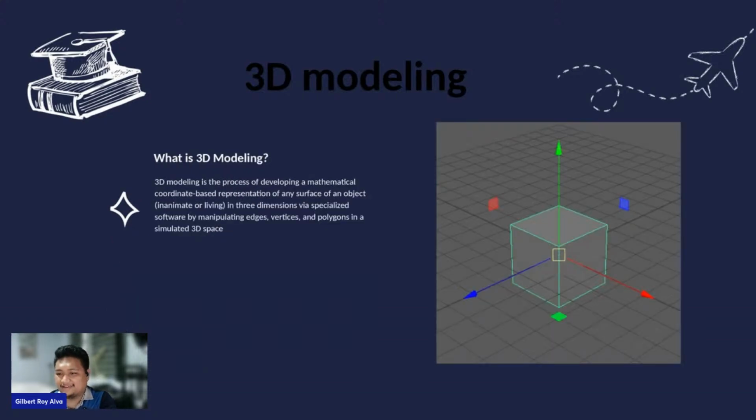Okay, I don't know what I actually put in this one. What is 3D modeling? 3D modeling is the process of developing a mathematical coordinate-based representation of any surface or any object, inanimate or living. Basically, inanimate objects are basic objects, for example bags or bottles. When you're talking about living, those are more complex things to model.